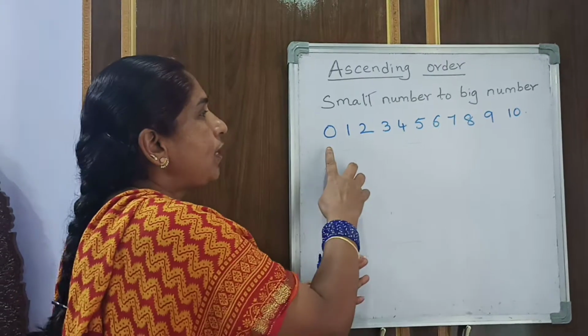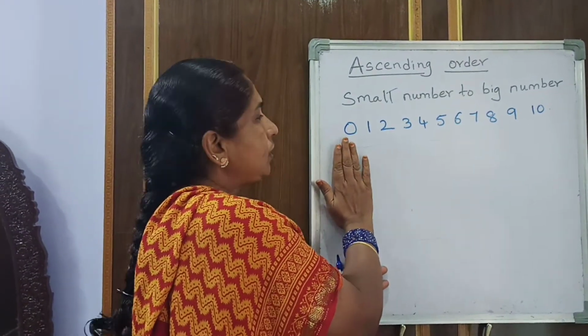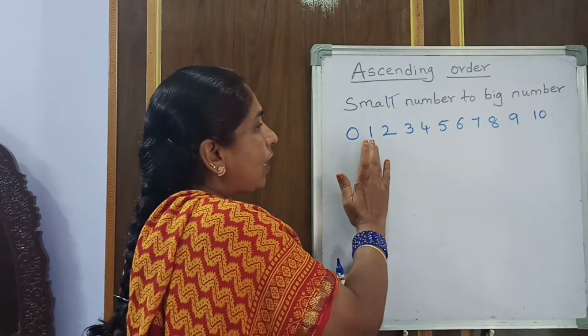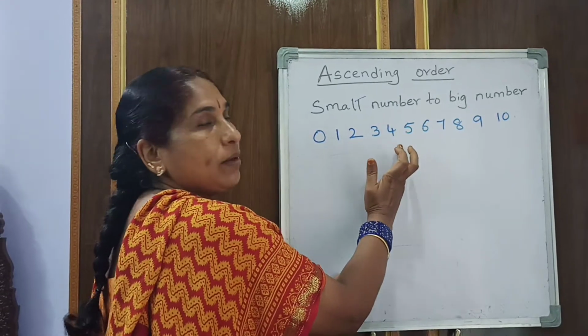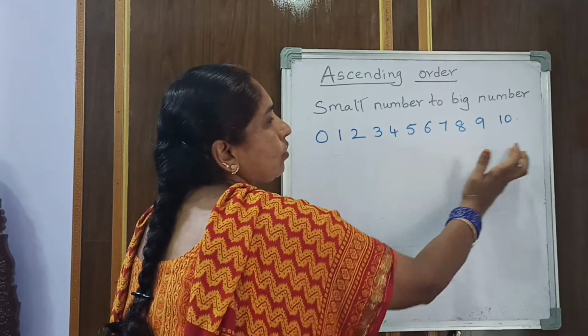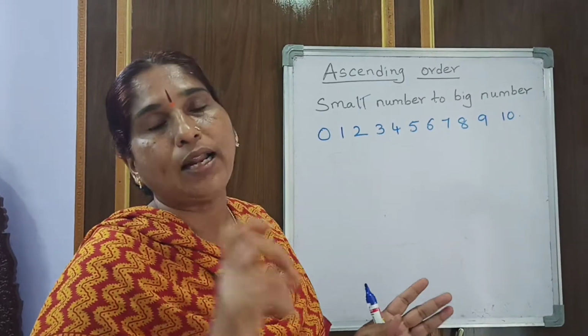See, a smaller number. When we are writing numbers, see here, 0 is the smallest number. After 0 comes 1. Then after 1, the bigger number is 2. After 2, the bigger number is 3. After 3, the bigger number is 4. So like that we go on writing the numbers. In ascending order, they jumble the numbers and give.